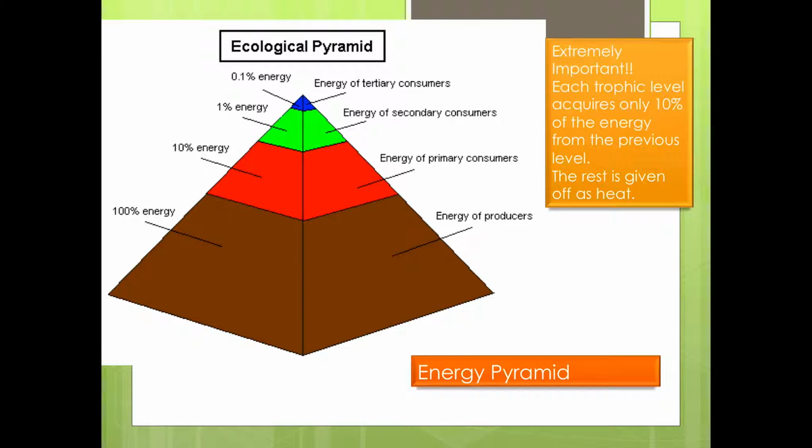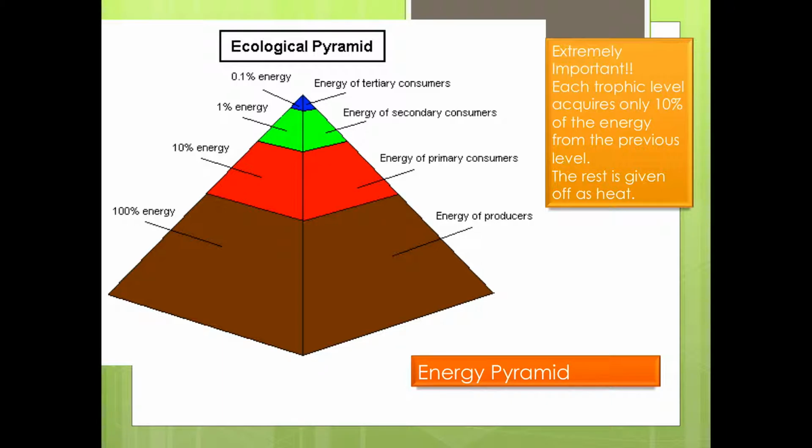This is another extremely important thing that you need to know. Each trophic level acquires only 10% of the energy from the previous level, and the rest is given off as heat. So when we have a bunch of producers that absorb energy from the sun, and those are eaten by our primary consumers, only 10% of the original energy is spread to them. The rest is dispensed as heat as organisms engage in what's called cellular respiration. This is a combustion type reaction. And not all of the energy locked in the molecules gets shared with the living organism.